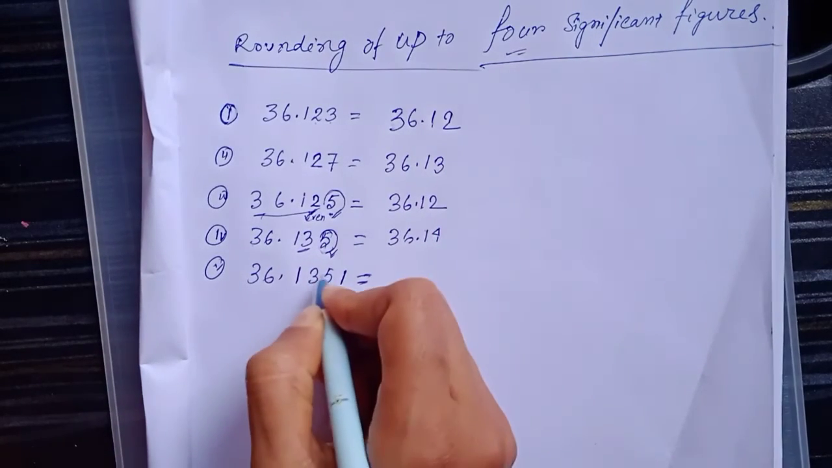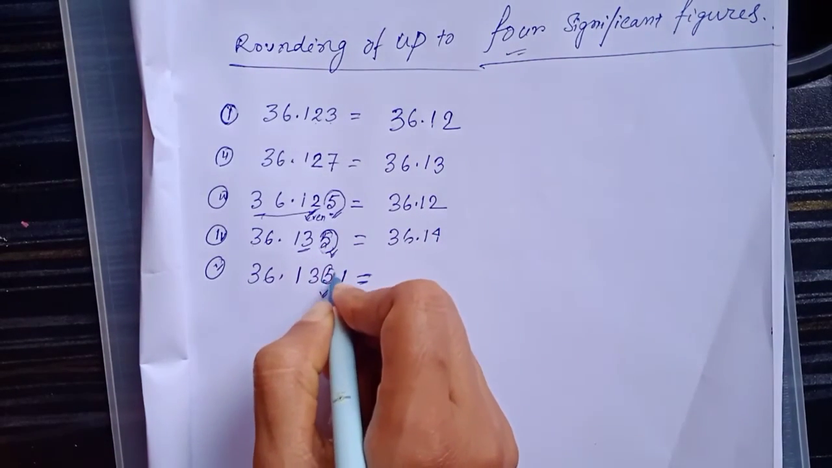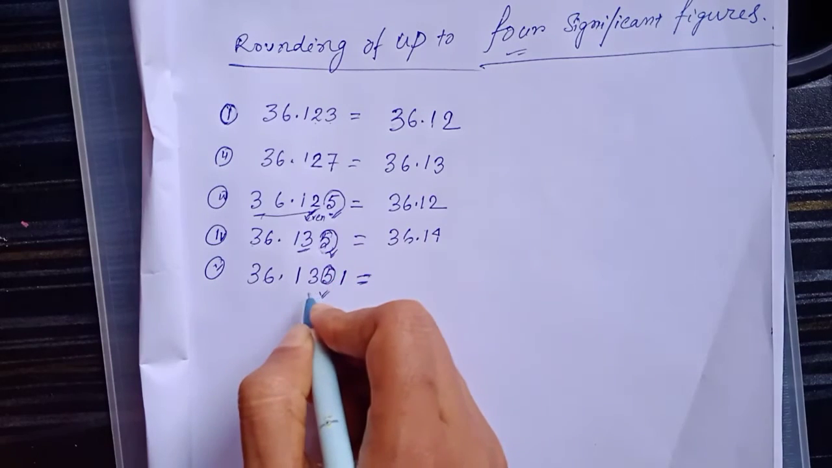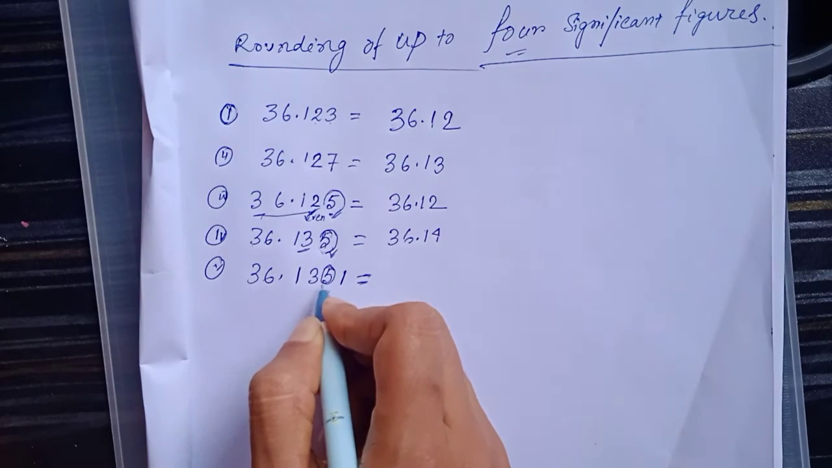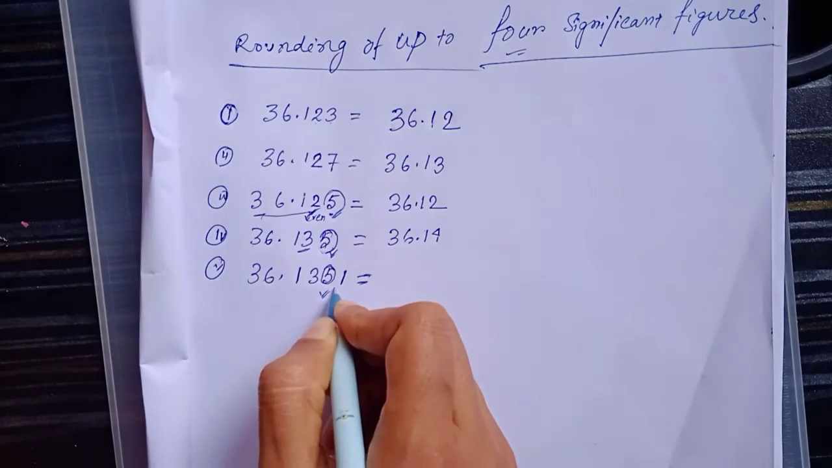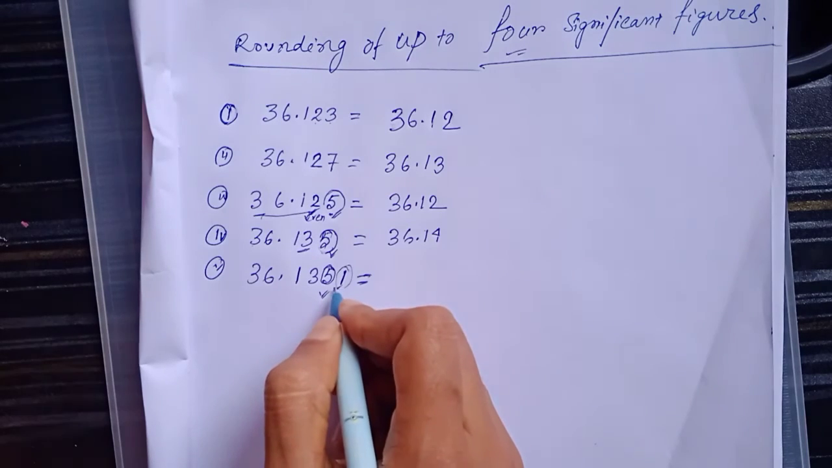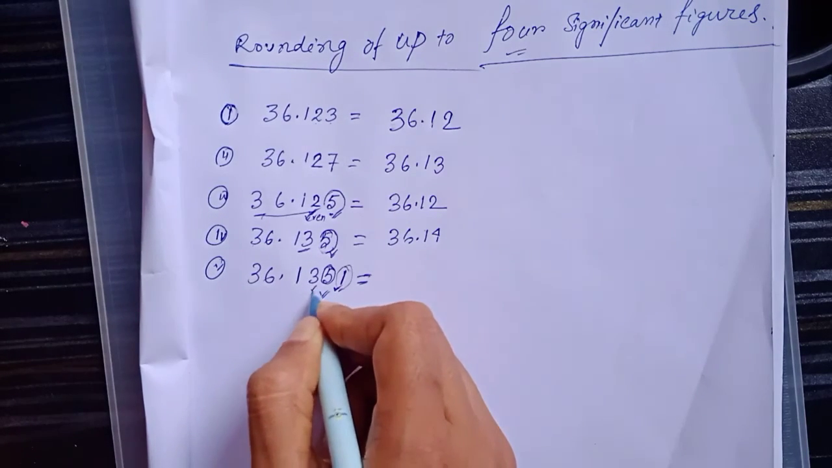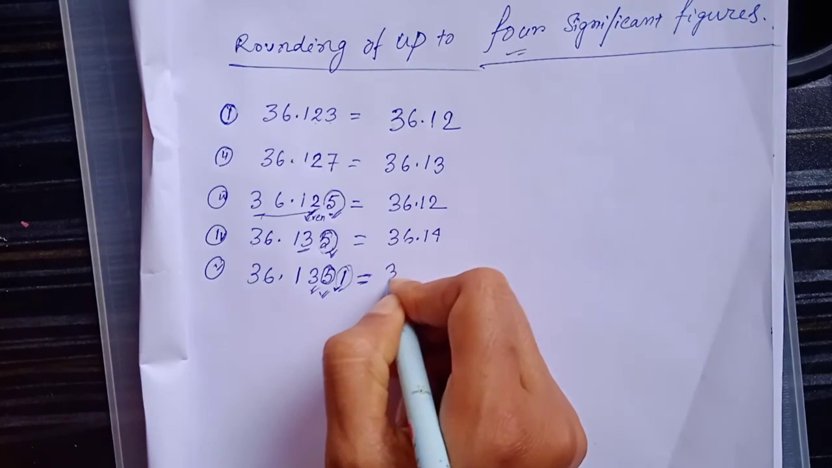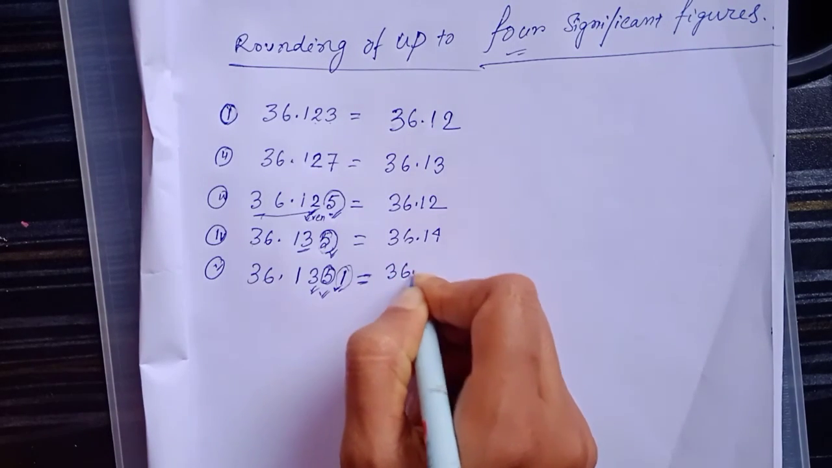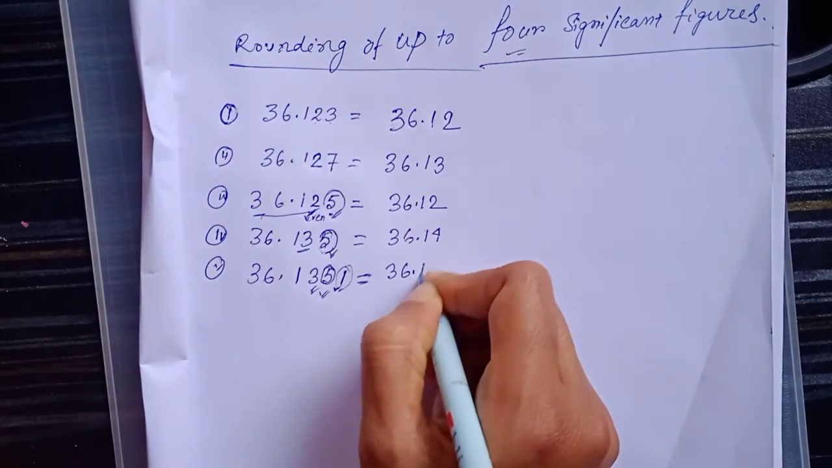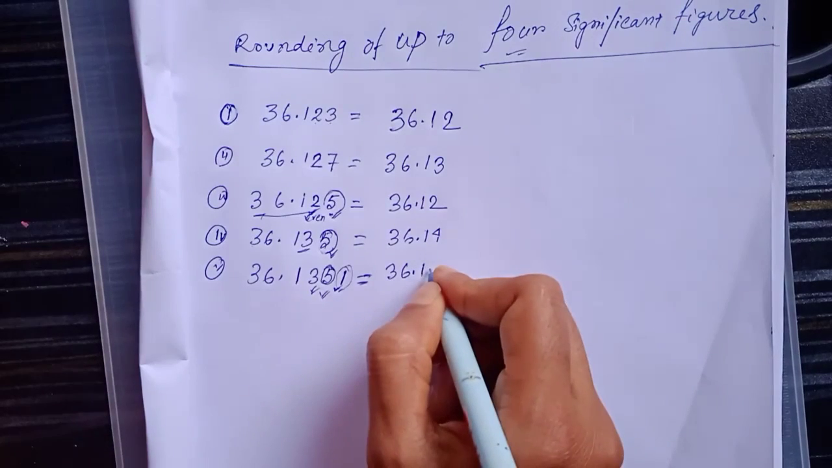Here we can see that the fifth digit is 5, but it is followed by a non-zero number. In this case, we just have to add 1 to the fourth digit. Then after rounding off, it becomes 36.14.